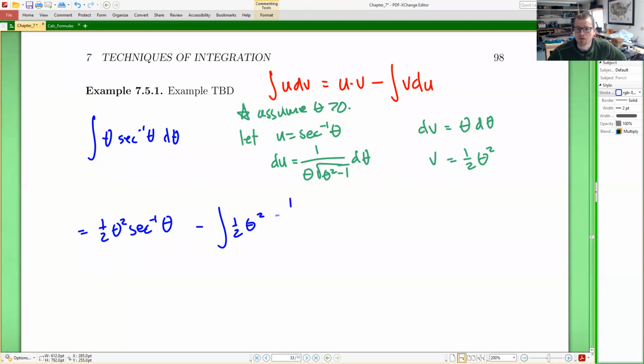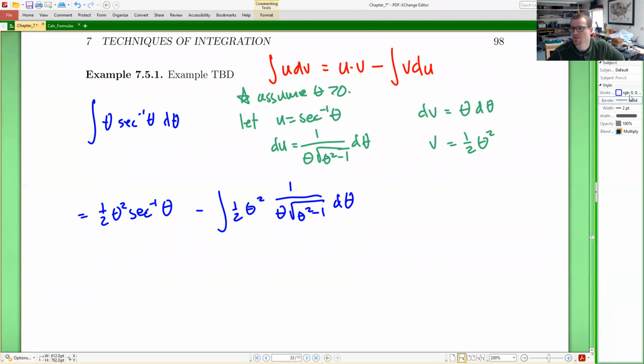du is 1/theta square root of theta squared minus 1 d theta. So we've taken our approach of integration by parts, and it has left us with this. Of course, u times v is not something that we have to worry about. That's integrated, so we don't have to worry about integrating that further. And this thing can be simplified a little, so I can have a cancellation and a cancellation, and I can pull out the 1/2, and that would not be a problem at all.